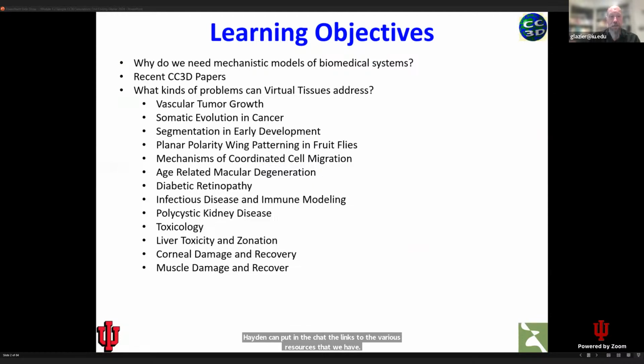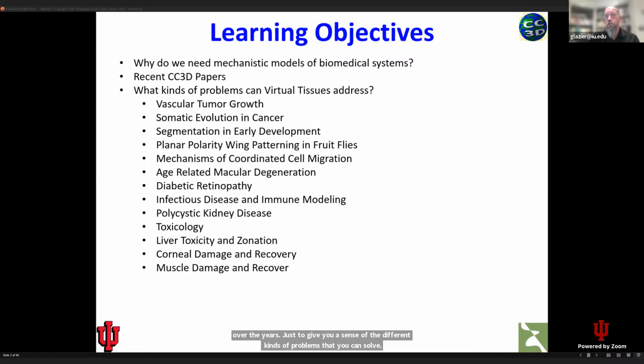We're going to come back and repeat a little bit of what we said earlier about why we need mechanistic models. I'm going to show you some of the recent work that's been done using CompuCell. And then we're going to run through very, very quickly some of the publications and ideas that CompuCell has been used for over the years, just to give you a sense of the different kinds of problems that you can solve with CompuCell.